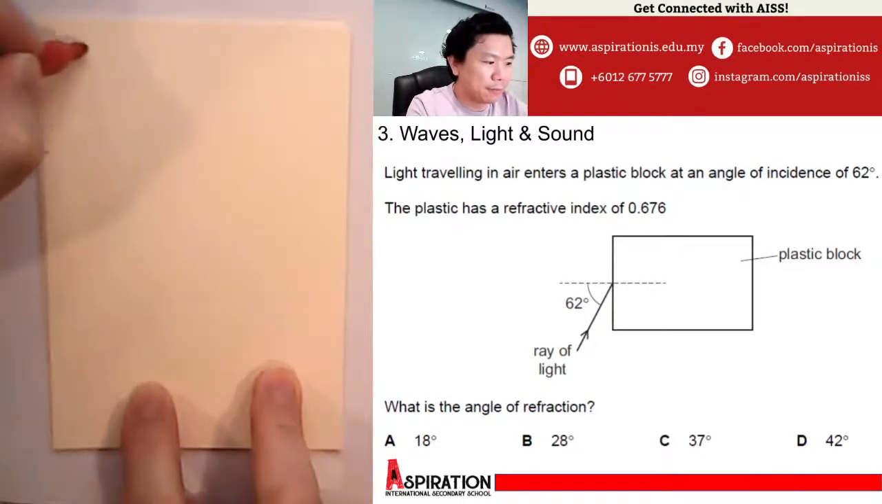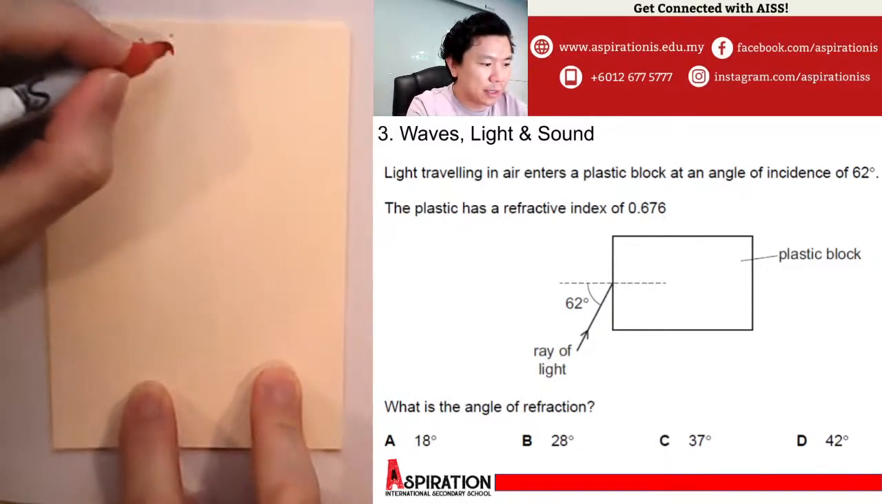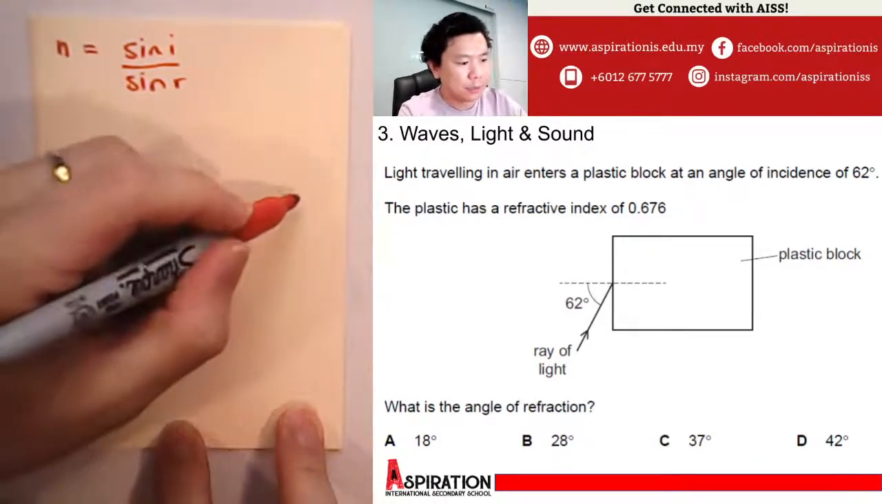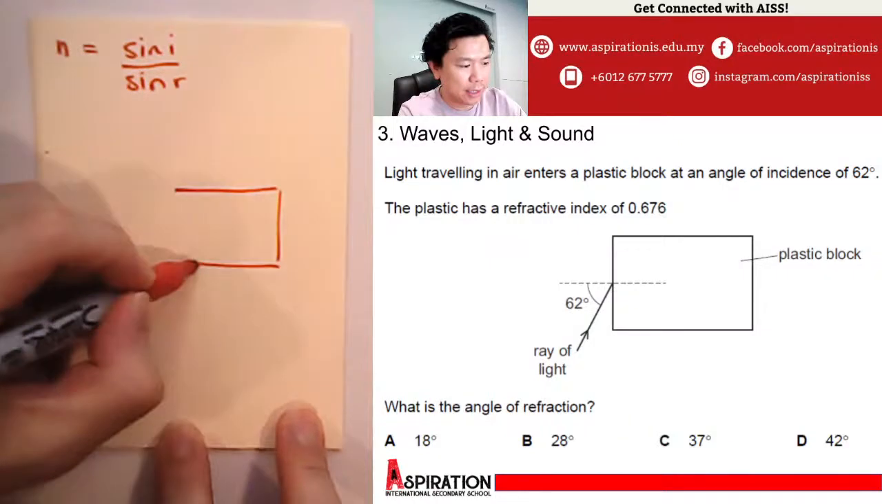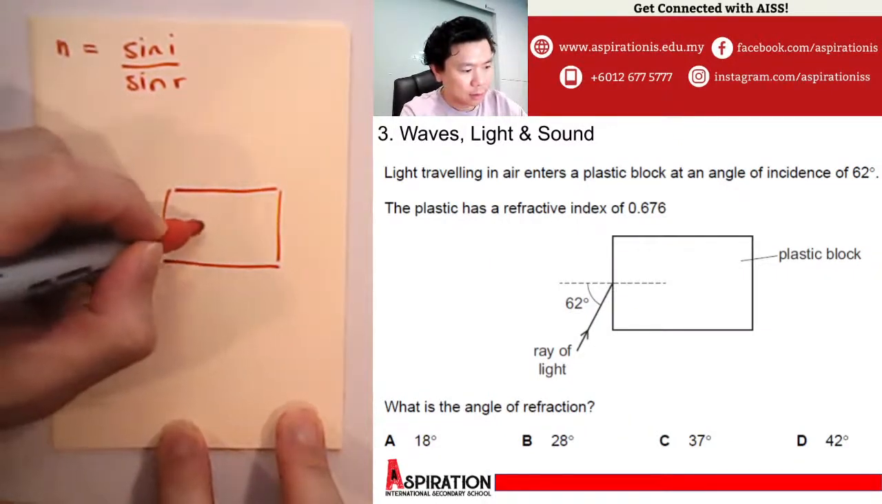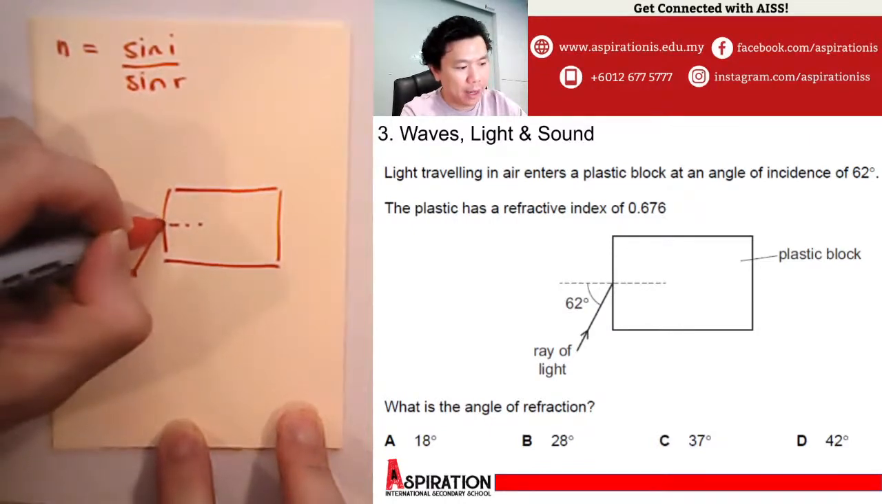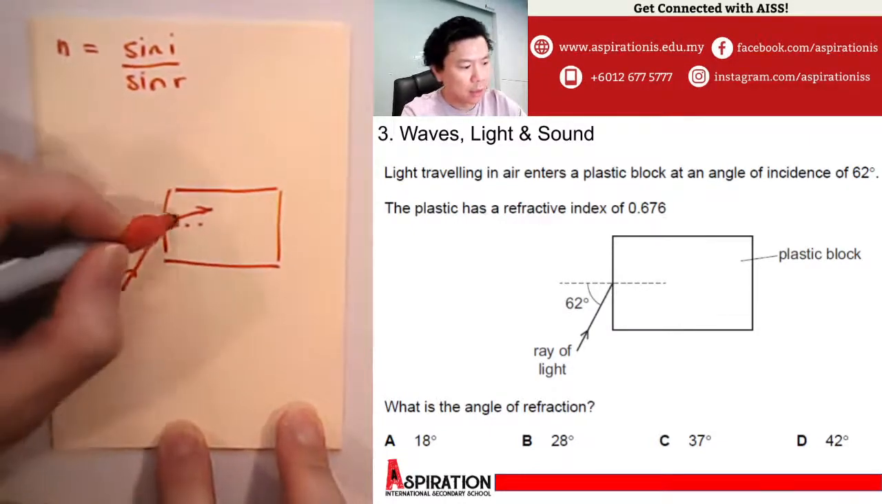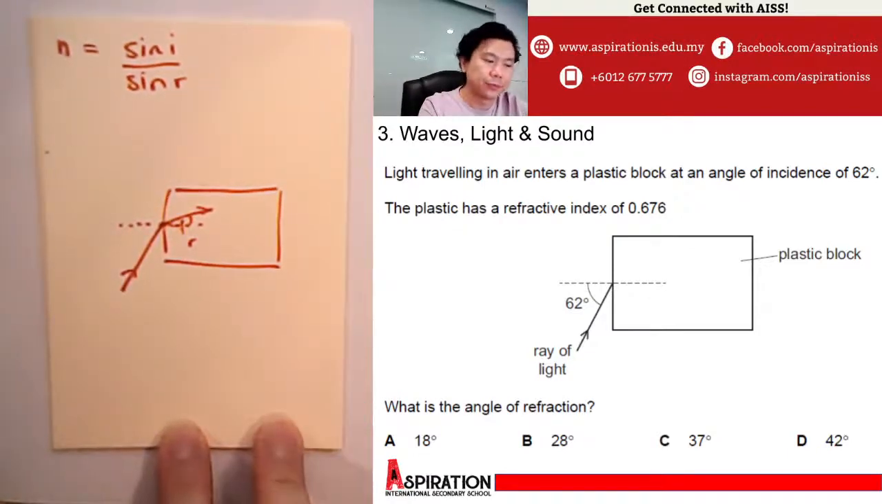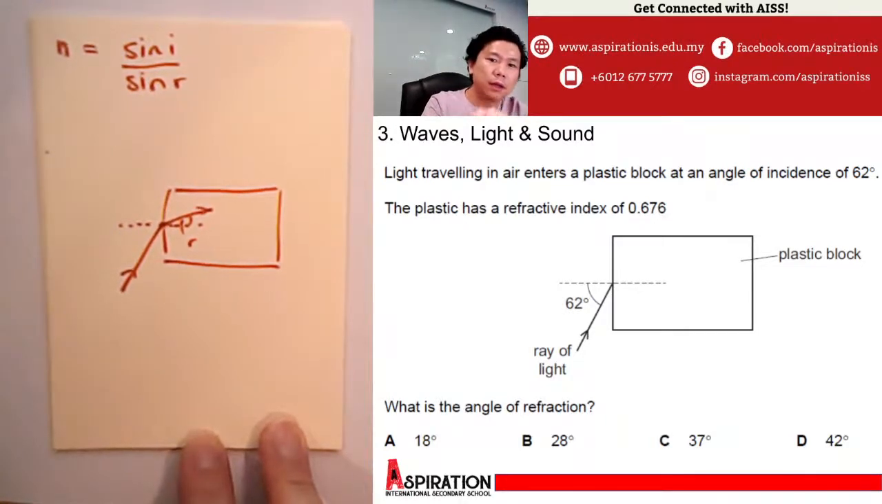So start by writing the formula n equals sine I over sine R. Alright? Now you will know that when you enter the block, the ray will bend towards the normal, and this is essentially the angle that you are looking for. That I've shown you, that's the angle that you're looking for. So all A, B, C, D are plausible answers because they are all smaller than 62.